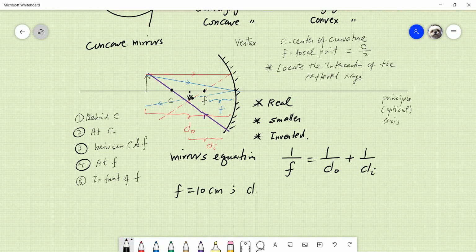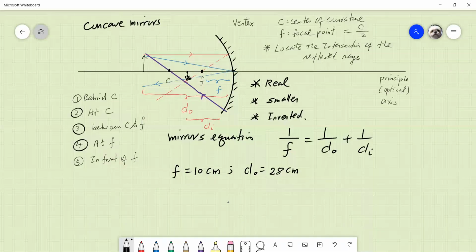So what does my DO look like? I would say approximately 28 centimeters, right? Am I right?